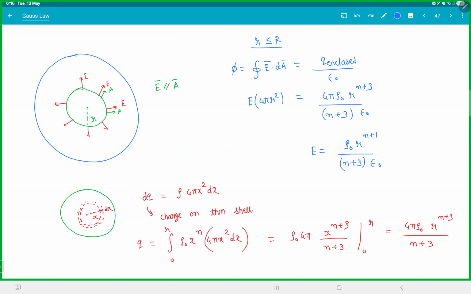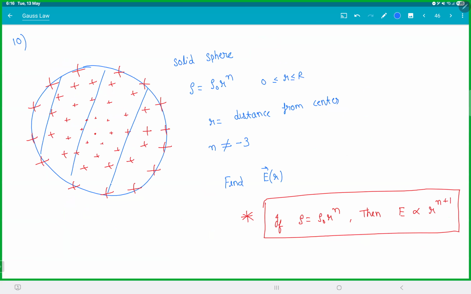This is how you integrate. You just can't directly say rho into volume for that green sphere. You have to take an element and then integrate. Clear with this? This is how questions will be framed. This is a good one, decent one. Even though the charge density is changing here, it is still kind of symmetrical. If you see, at a given distance, the charge is the same.